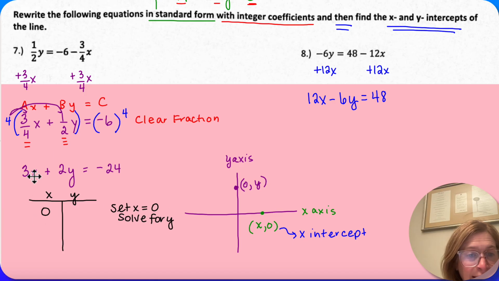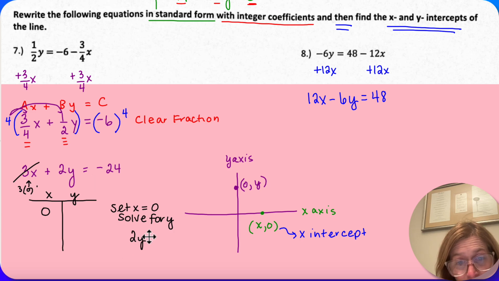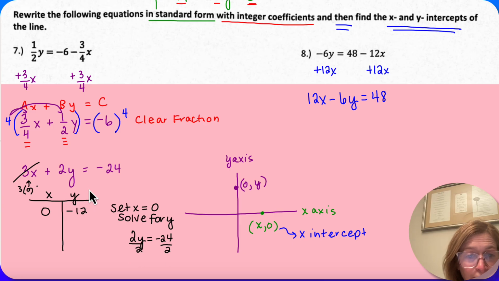If I set x equal to 0, that means substitute 0 in. That's going to give me 3 times 0 plus 2y. So this kind of goes away, right? And I have 2y equals -24. And so then if I divide by 2, you can see that y would be -12. So that's how you find the y-intercept.